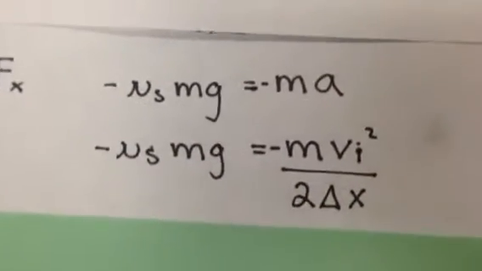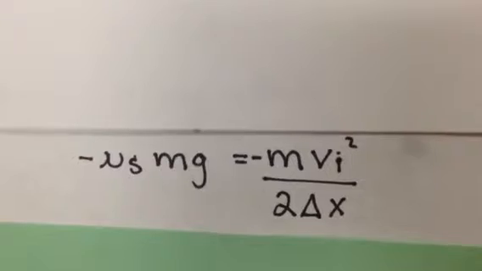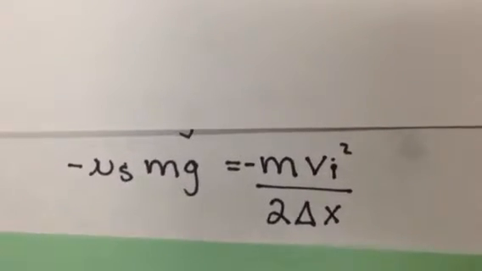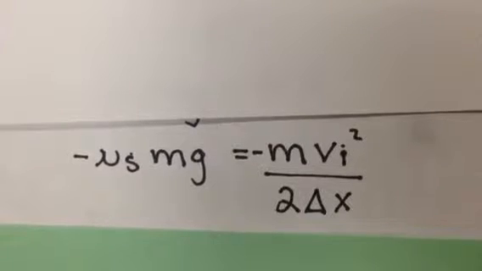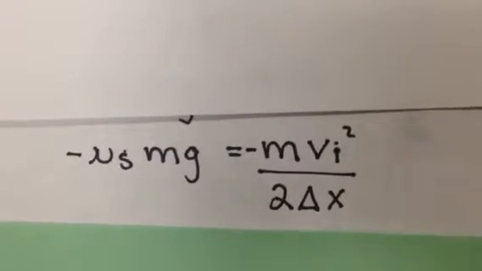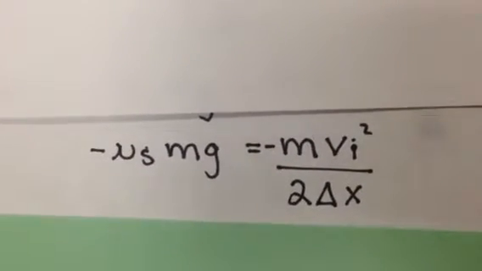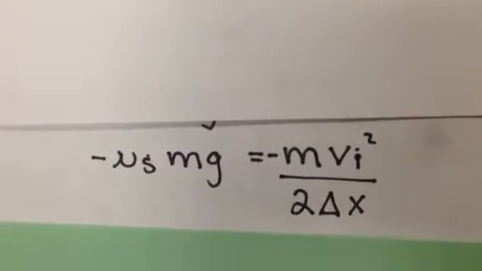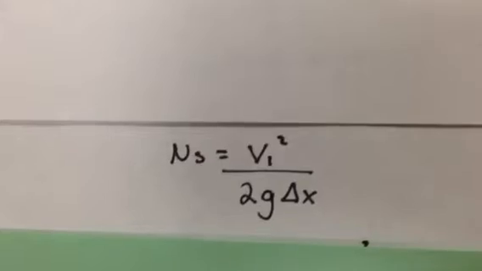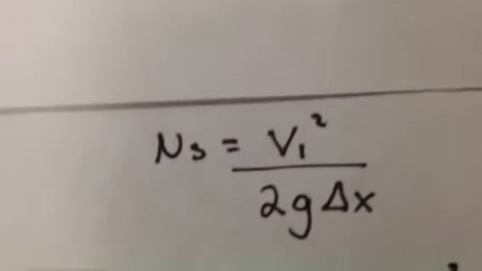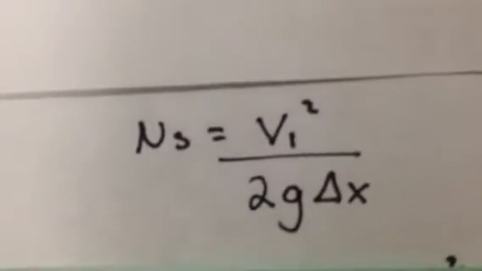Now we can plug in the acceleration that we got earlier. We get negative mu s mg is equal to negative m v initial squared over 2 delta x. Now, solving for mu s, we get mu s is equal to v initial squared over 2g delta x.